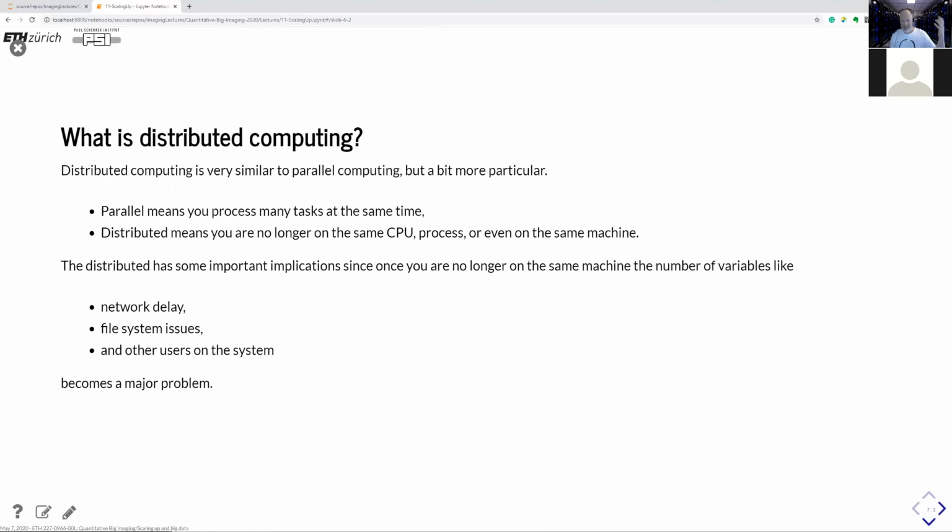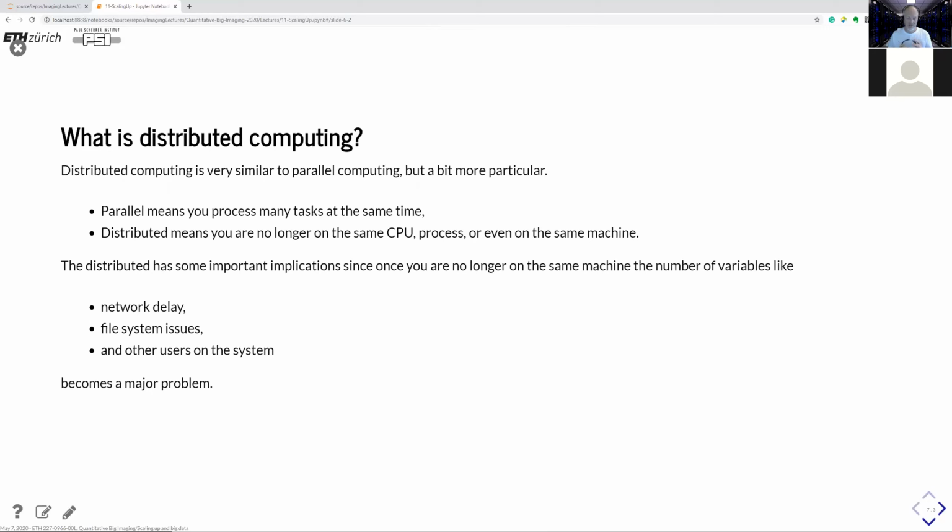The next level is to work on distributed computing. So it's very similar to parallel computing, but a little bit more specific on some parts. Parallel means that you can do many tasks at the same time. Doesn't say where. Distributed means, as a more technical detail, that you are not working on your own computer anymore, but it can be a lot of computers distributed all over the place.